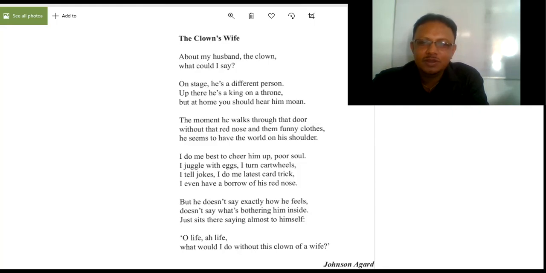On stage, he is a different person. Up there, he is a king on a throne. This is the idea of the wife. This is a metaphor used by the writer to express how the clown behaves on the stage. As you know, a clown is an entertainer who makes us happy. The wife says that.